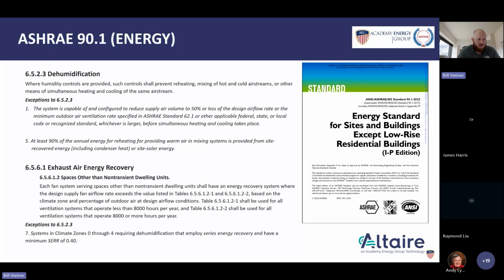Additionally, if you look at 6.5.6.1, there is a requirement for exhaust air energy recovery. We won't read through all of this. However, there is an exception to this requirement, and that exception is if you are in climate zone 0 through 4 and you require dehumidification, which you definitely will if you are in those zones, you can employ series energy recovery, waterside recovery, like we do with our technology. And you're exempt then from having to have that exhaust air energy recovery. Are there any questions on 90.1 before I move on?